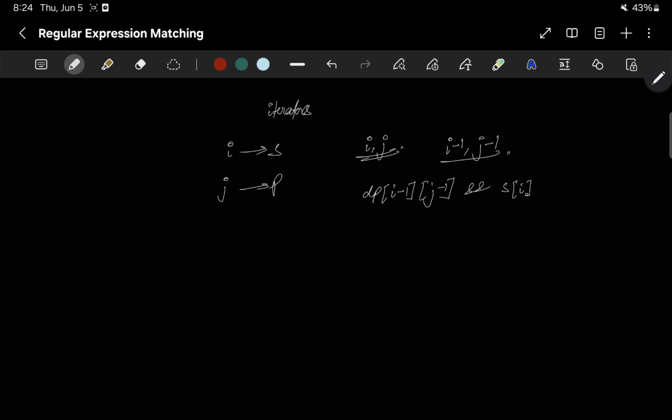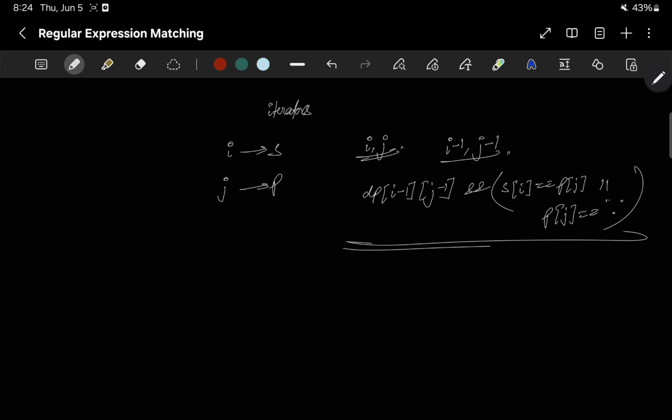I and J means S of I and P of J, or P of J is a dot, right? If we can do this, we have our answer. But this is one case. This is the case when P of J is anything but star. If it's not a star, then that is straightforward, right?